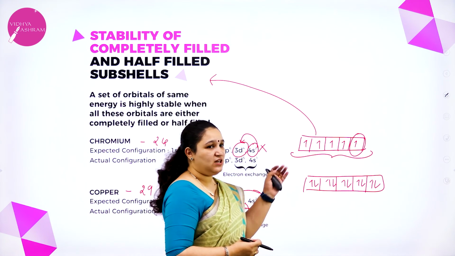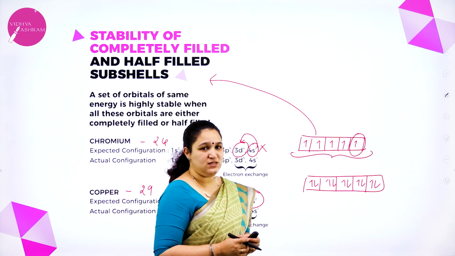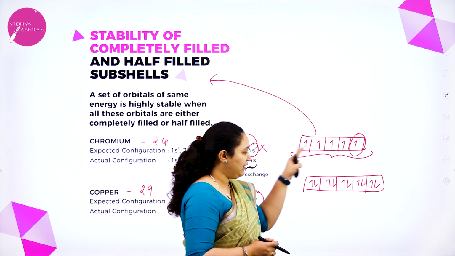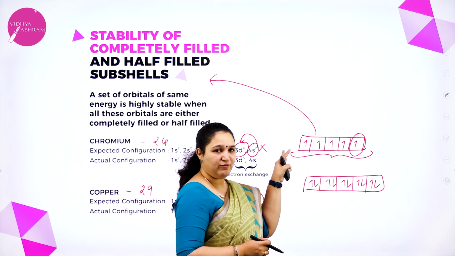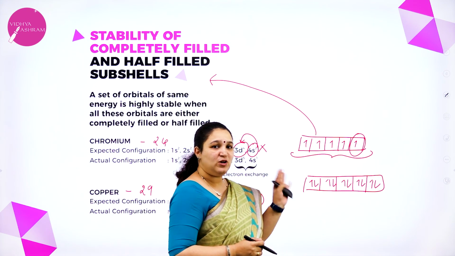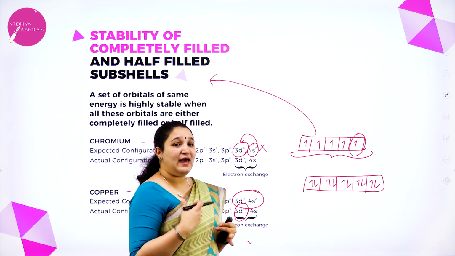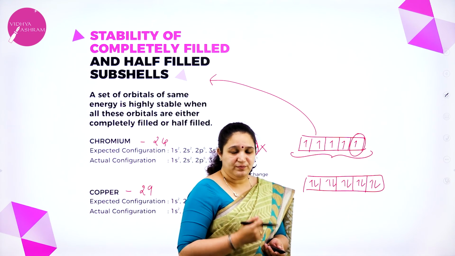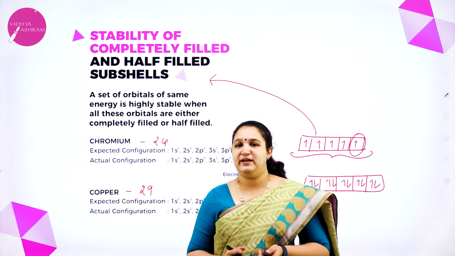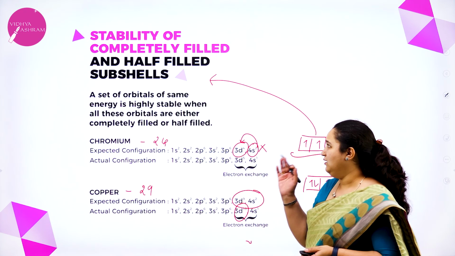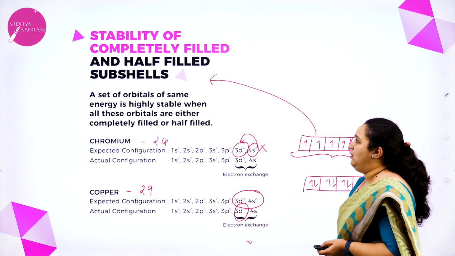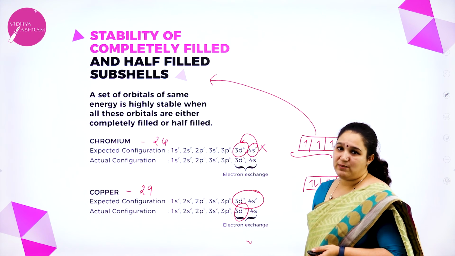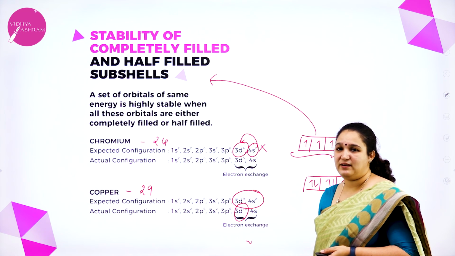More about exchange energy you will be learning in your higher classes. Okay, they all are same, they are symmetrical, they look same, no, when it is half filled or when it is completely filled. Because of that symmetry and because of exchange energy, they get extra stability. Okay, so that is about the stability of the half filled or completely filled subshells in some of the atoms.